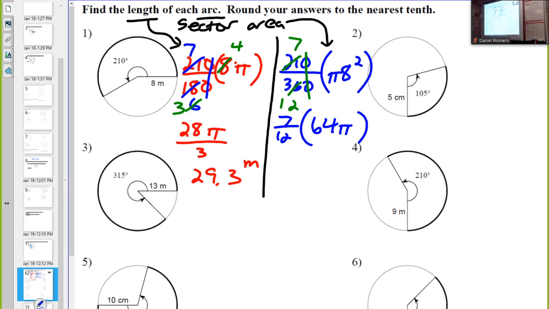Can I reduce anything else there? What's the biggest number I can divide 12 and 64 by? Should be 4. So this becomes a 3, and this becomes a 16. So 7 times 16, 70 and 42 is 112. 112 pi over 3. Put that in your calculator. 117.3. And as Miranda said, if you needed a unit, it would be square meters.